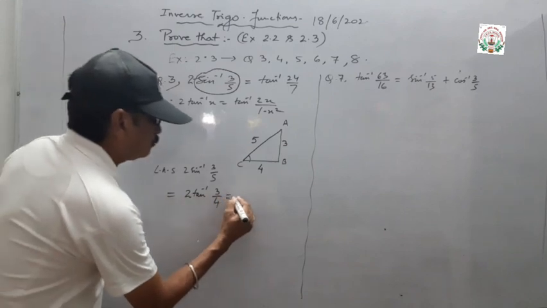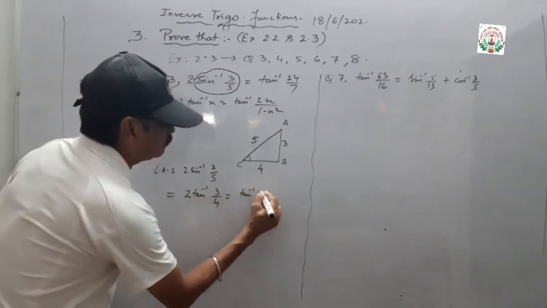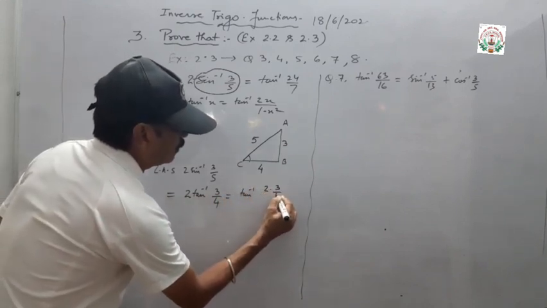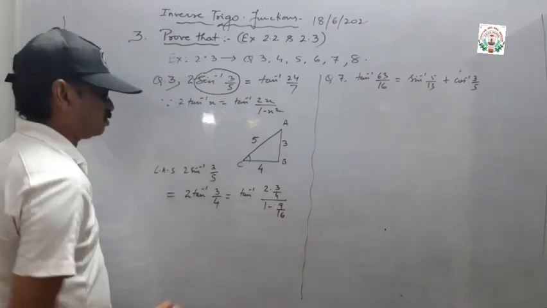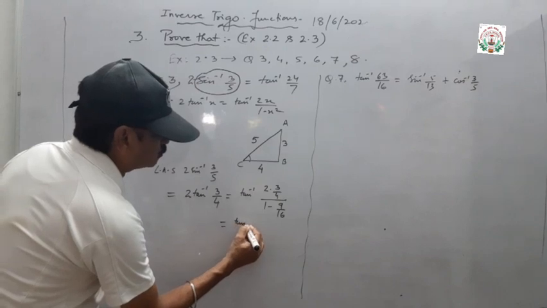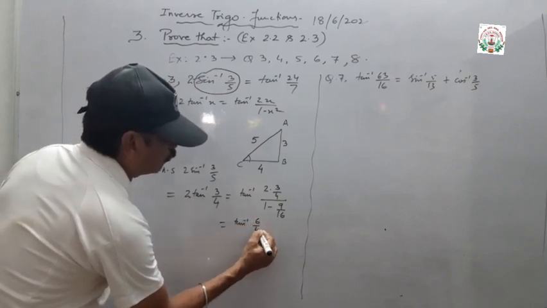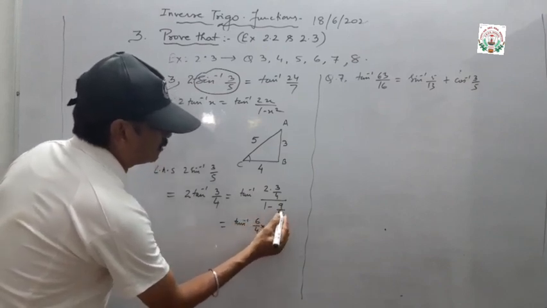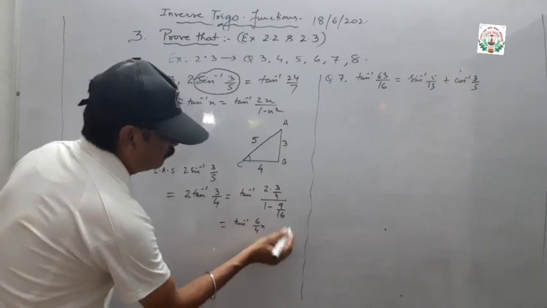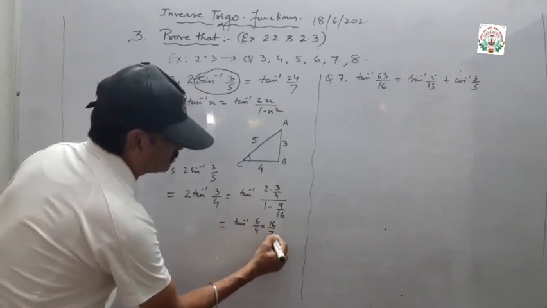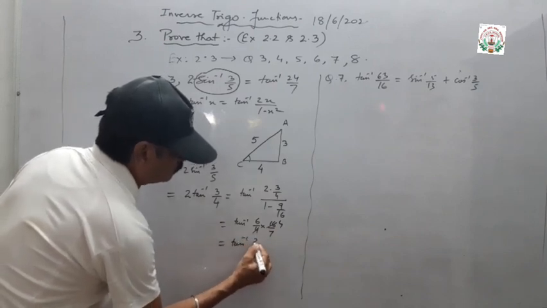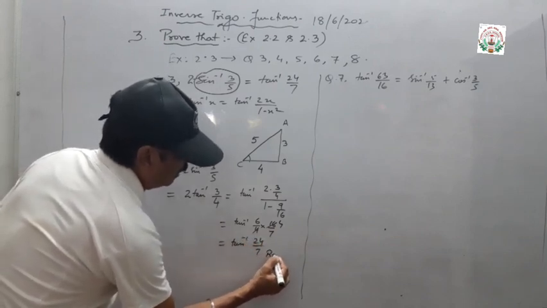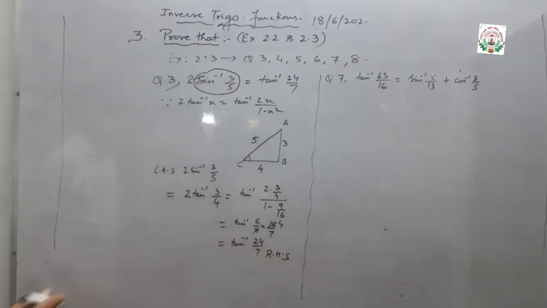Now tan inverse 2x upon 1 minus x square, 9 by 16. So tan inverse of 6 by 4 into 16 minus 9, 7, but reciprocal 16 and 7, 4 4s are 16. Tan inverse of 6 into 4, 24 upon 7, and that is our RHS.